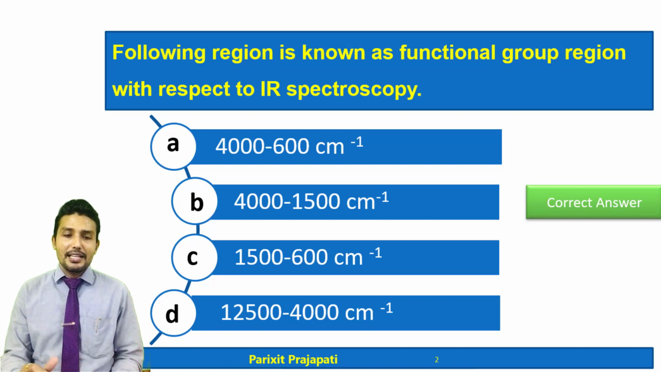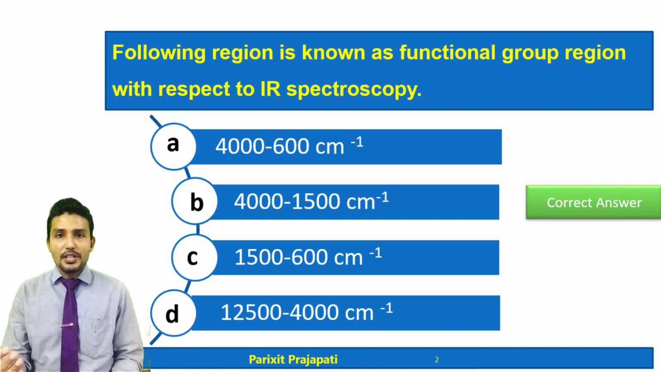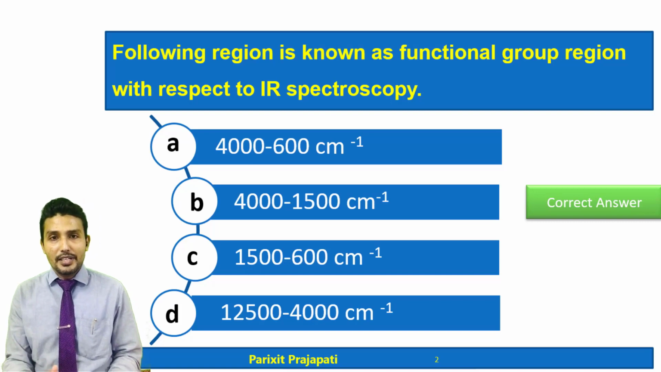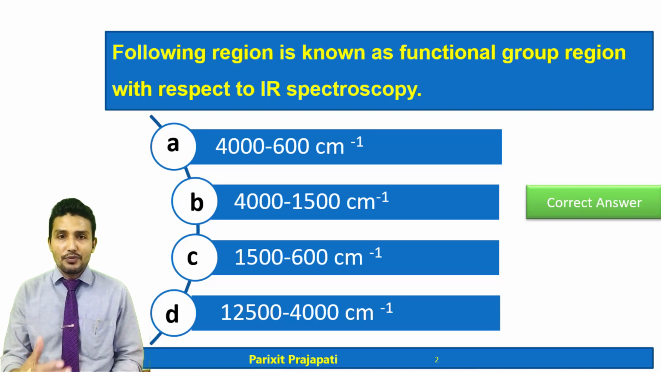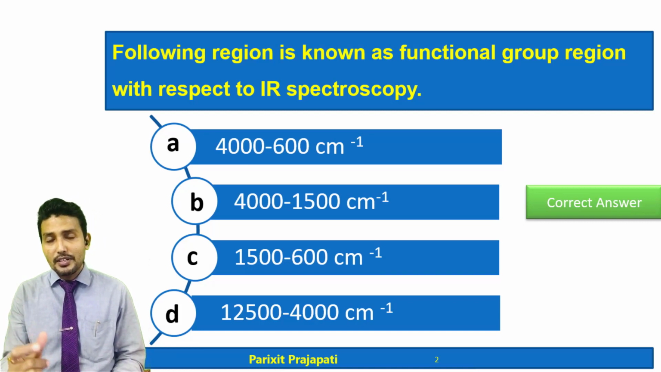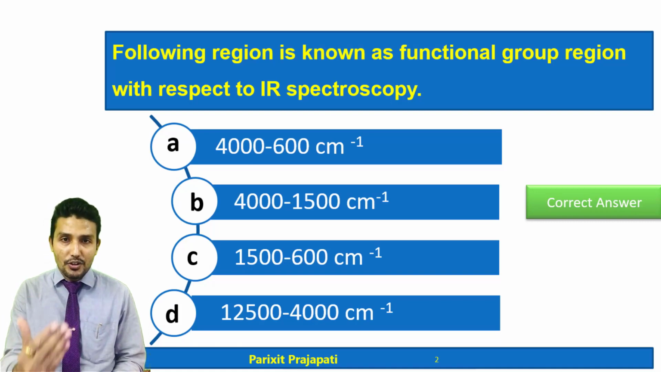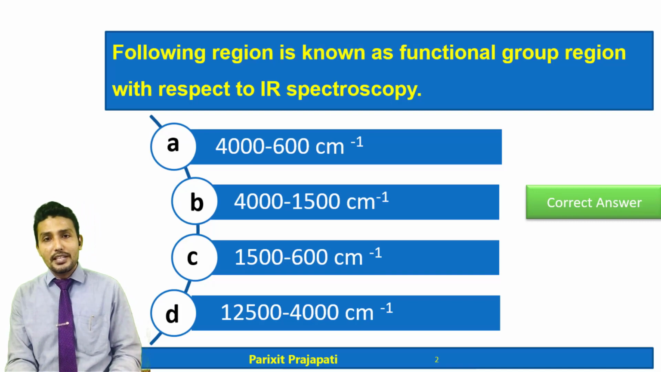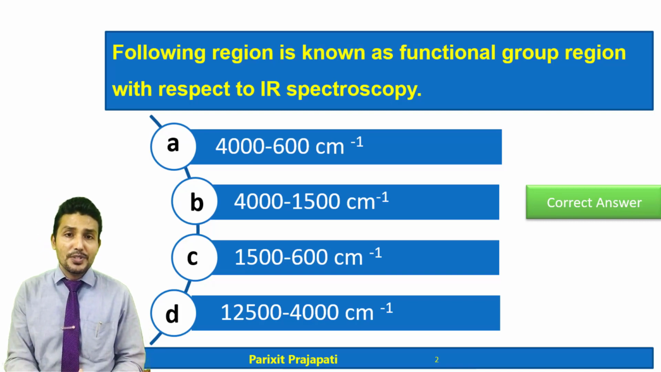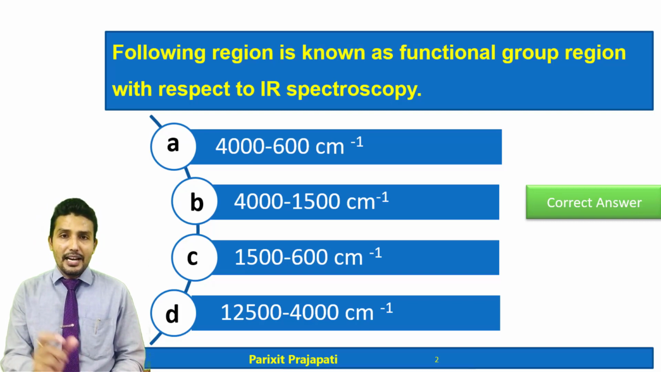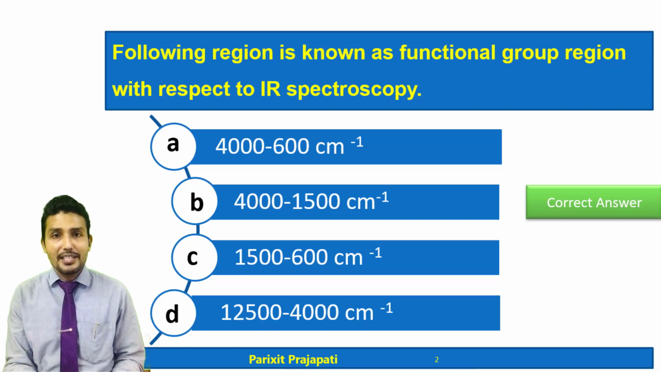So IR region is 4000 to 400 centimeter inverse, that is the mid IR region and which is widely used for IR spectroscopy. Out of that there are two regions. One region is known as functional group region and other region is known as fingerprint region. So 4000 to 1500 is known as functional group region. Why is it known as functional group region? Because most of the organic functional groups give their characteristic absorption in this region. And the other region, 600 to 1500 roughly, is known as fingerprint region.